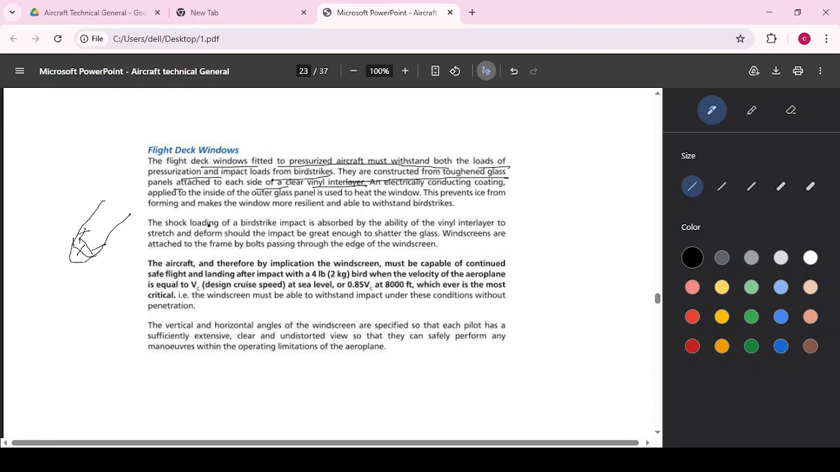What are its characteristics? An electrically conducting coating applied to the inside of the outer glass panel is used to heat the window. This prevents ice from forming and makes the window more resilient and able to withstand bird strikes. The shock loading of a bird strike impact is absorbed by the ability of the vinyl interlayer to stretch and deform should impact be great enough to shatter the glass.